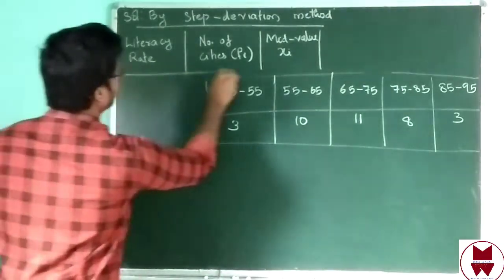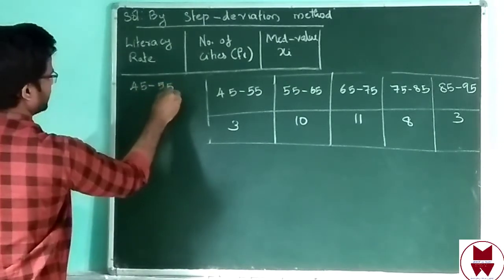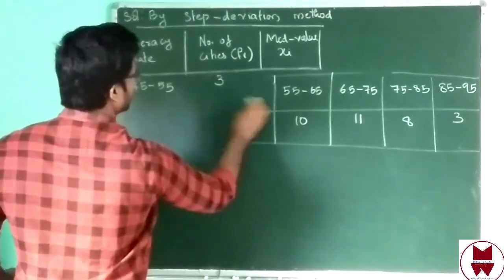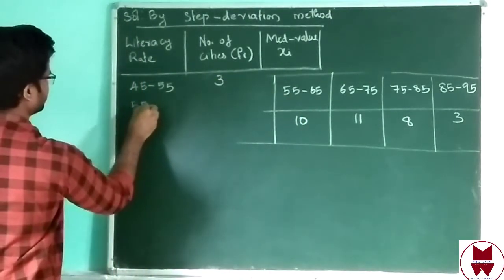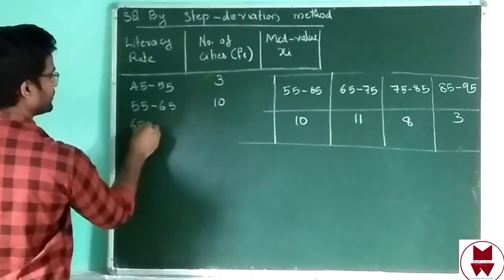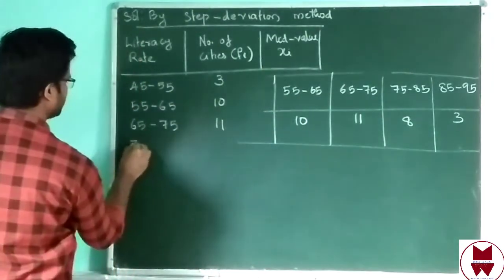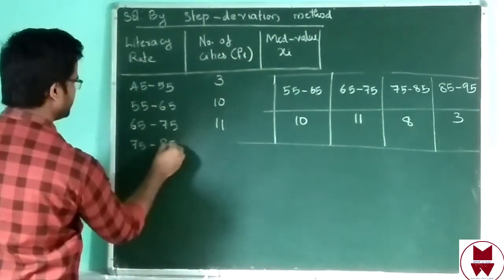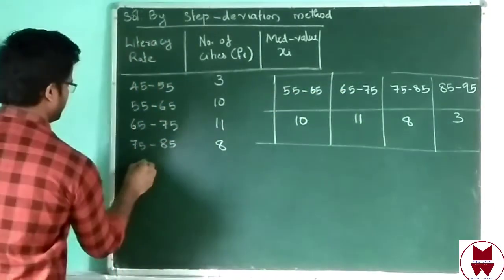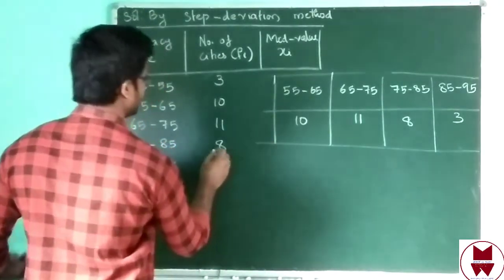Then 45 to 55, that is 3. 55 to 65, 10. Then 65 to 75, 11. Next 75 to 85, frequency is 8. 85 to 95, frequency is 3.